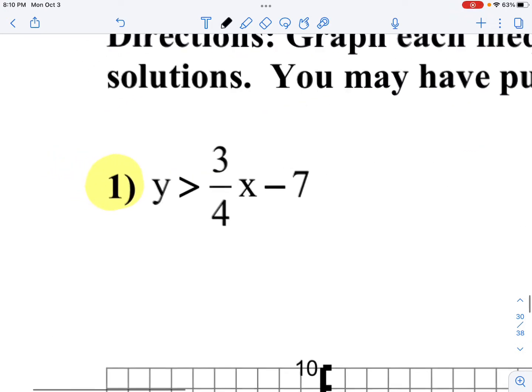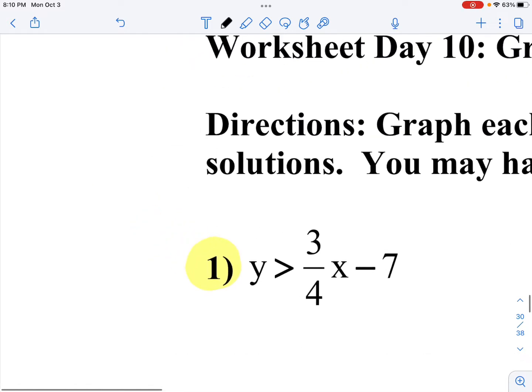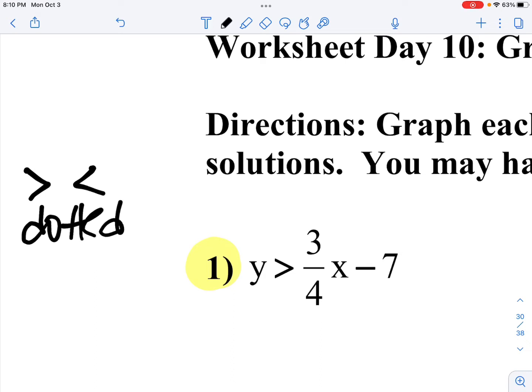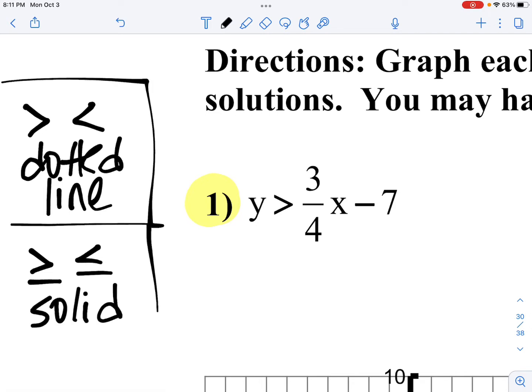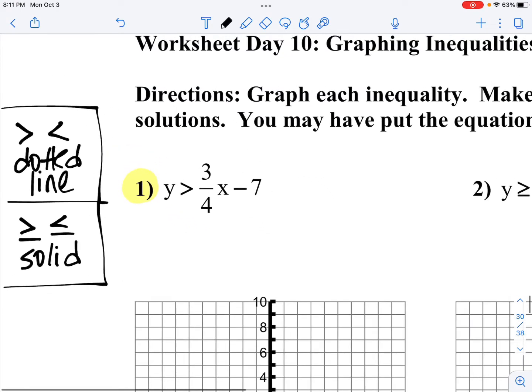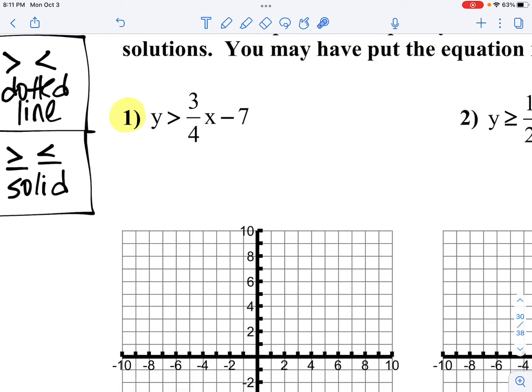Just to reiterate, there's a couple things you need to keep in mind. If it looks like this or like this, that means a dotted line. And if it has this or this, that means solid line. So just make sure that you've got that written down somewhere, just to remind you. And then I'll talk about shading when we get to it. Notice how all of these problems don't have an equal sign, they have an inequality symbol. That means that you have to do shading. If it's just an equal sign, it's a normal line and you don't have to shade.